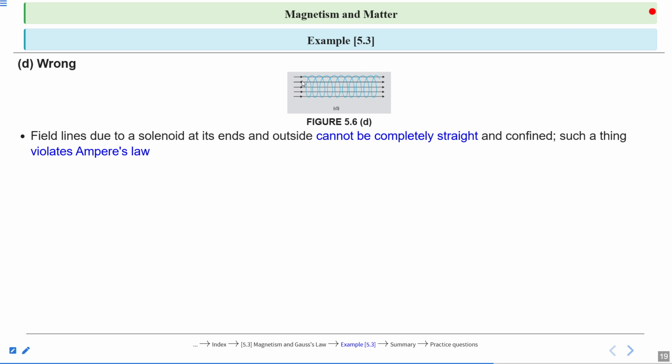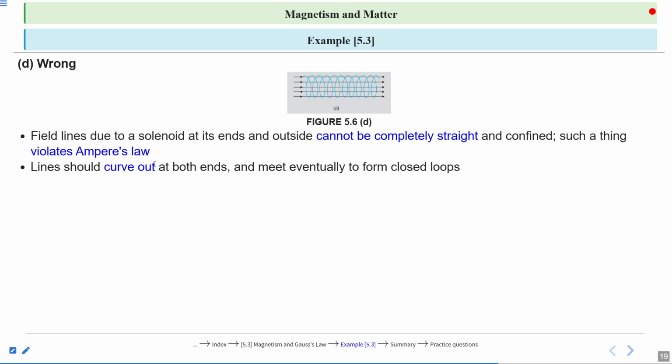Now the magnetic field is the same. In this pattern, the magnetic field is shown the same at the end and at the center, so the integral of B dot dl will give the same value, but the current enclosed is different now. So it will violate Ampere's law, that is, the integral of B dot dl equals mu naught I. The amount of current enclosed has changed, but the magnetic field is the same according to this pattern. That is wrong, so it will violate Ampere's law.